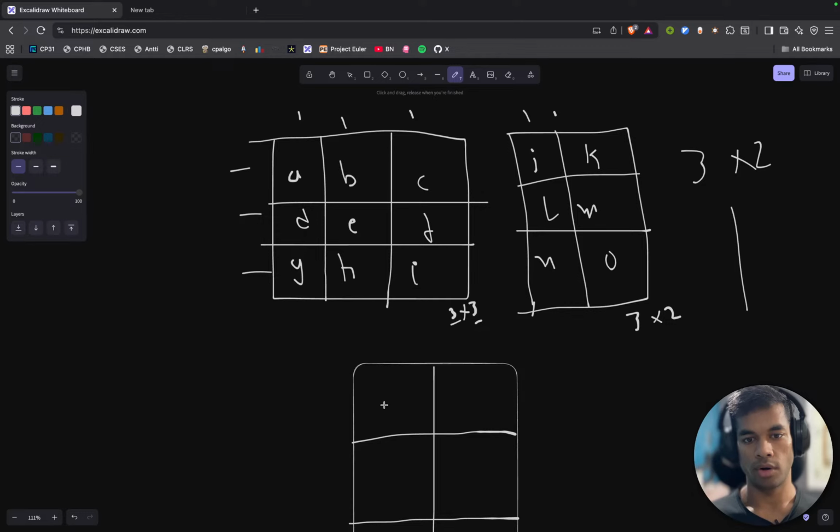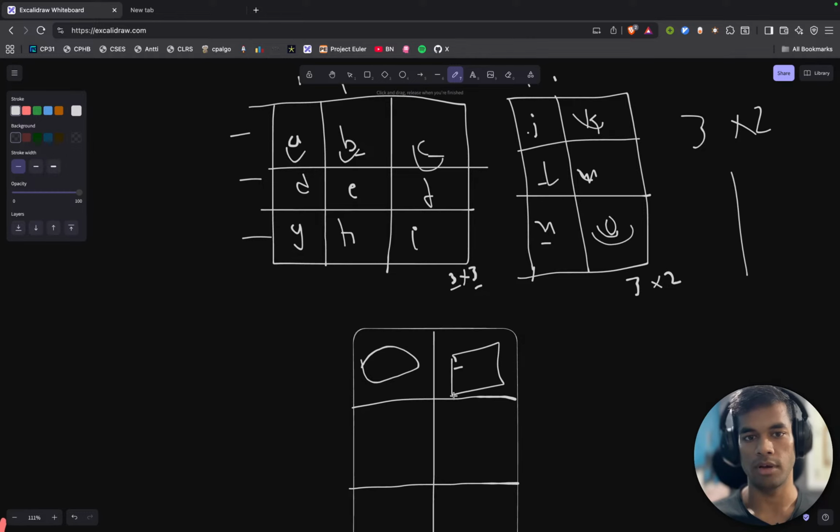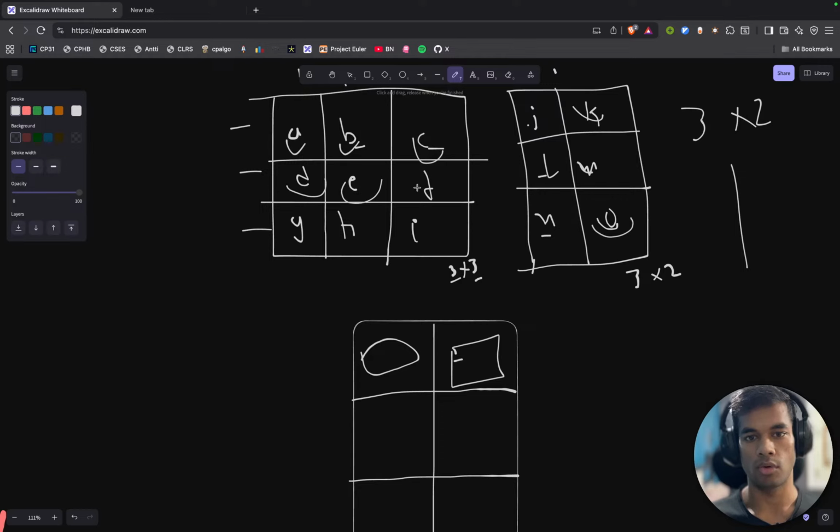And what goes in this cell is A into J, B into L, and C into N, and we add all of these, and the sum comes here. And then for the next one, this into this, this into this, and C into O, and add the products, and that will come here. Then we move on to the next row, multiply the next row with the first column, and the sum of the products goes in this cell.